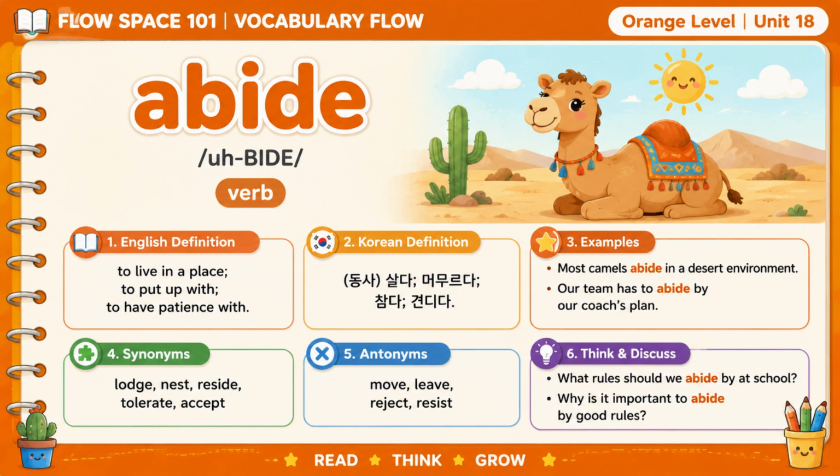Some synonyms are live, stay, reside, tolerate, and accept. Some antonyms are leave, reject, and resist. Think about this. What rules do you need to abide by at school?